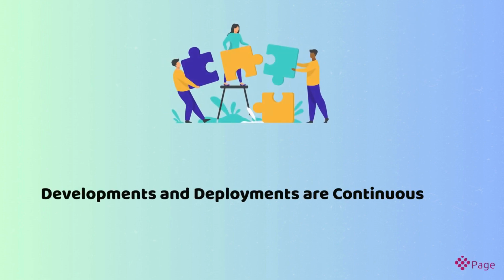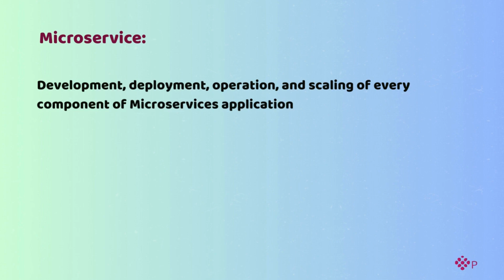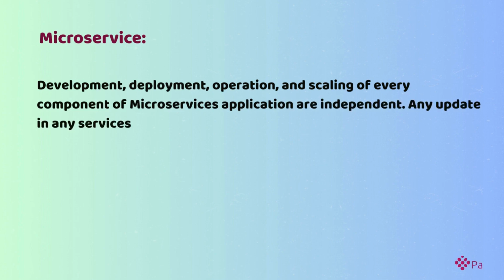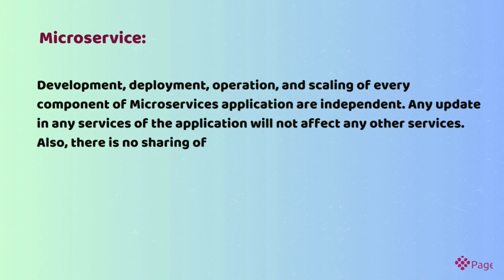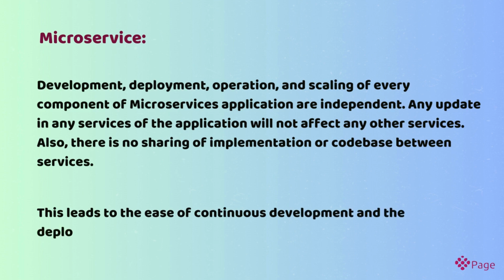Developments and deployments are continuous. Microservice. Development, deployment, operation, and scaling of every component of a microservices application are independent. Any update in any services of the application will not affect any other services. Also, there is no sharing of implementation or codebase between services. This leads to the ease of continuous development and the deployment of complex and huge applications.